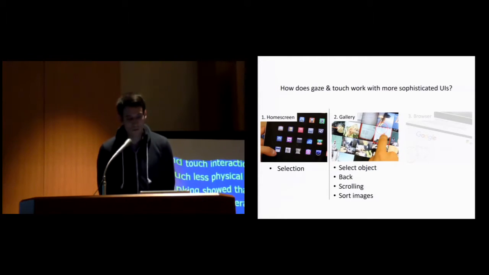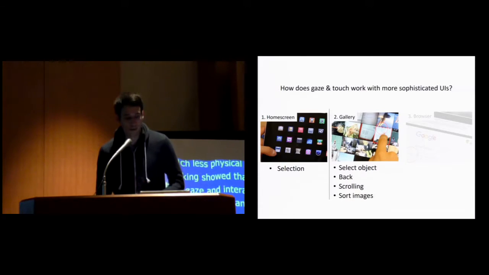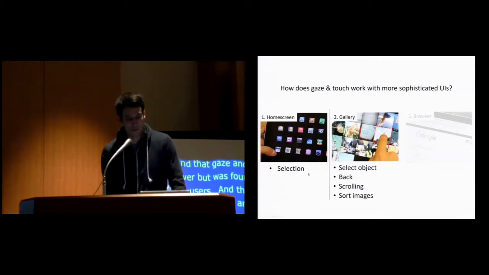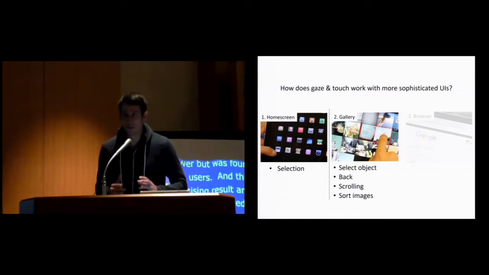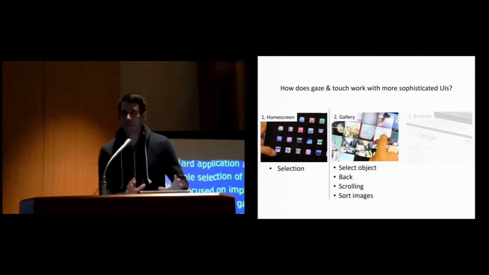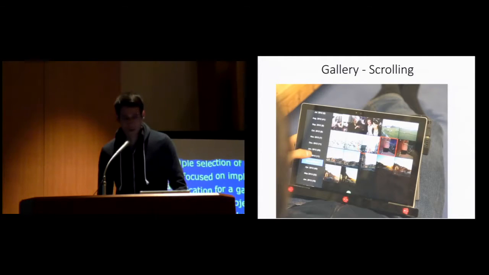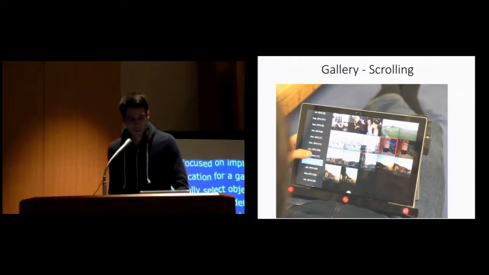application. So in the home screen task, we just looked at the simple selection of gaze and touch, and we then focused on implementing a whole application for a gallery where we can actually select objects like images, look at them in detail, and also go back to the gallery and perform scrolling and all the other things. And the question was, how can we actually integrate gaze and touch within this concept of different interaction techniques? And for this, I want to give a demo of the gallery application.